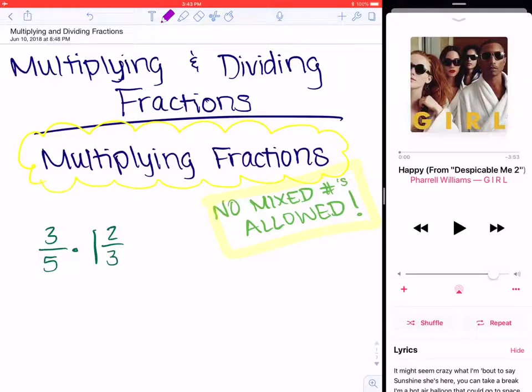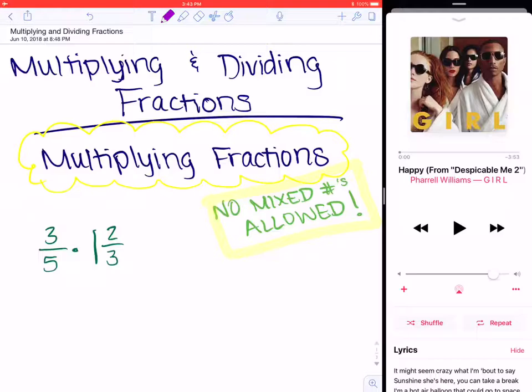Seem crazy what I'm about to say. Multiplication and division of fractions is way easier than adding and subtracting. I know, sounds crazy, but for once, adding and subtracting is much harder. Let's talk about how multiplying and dividing fractions works.